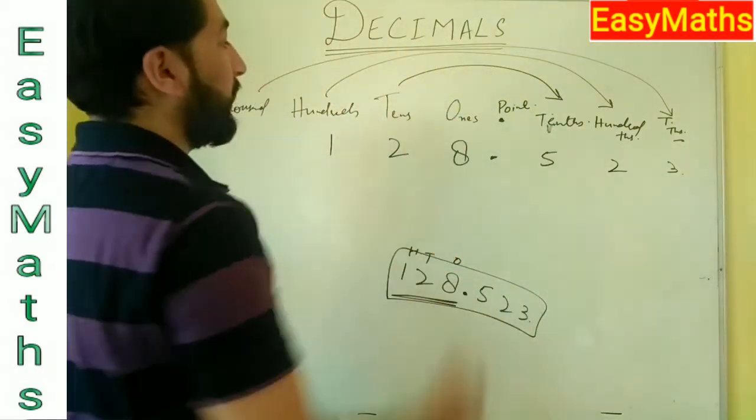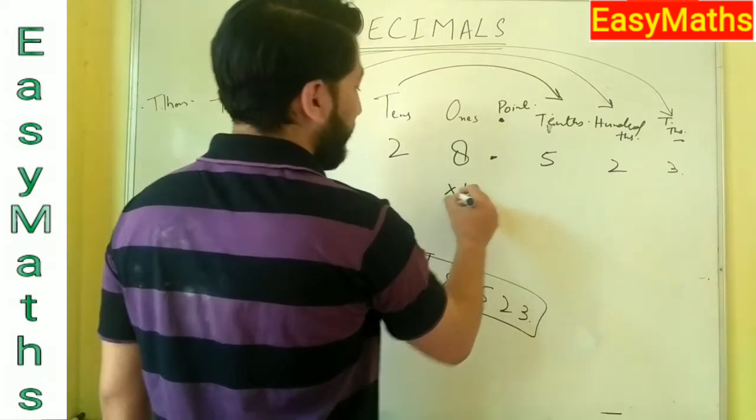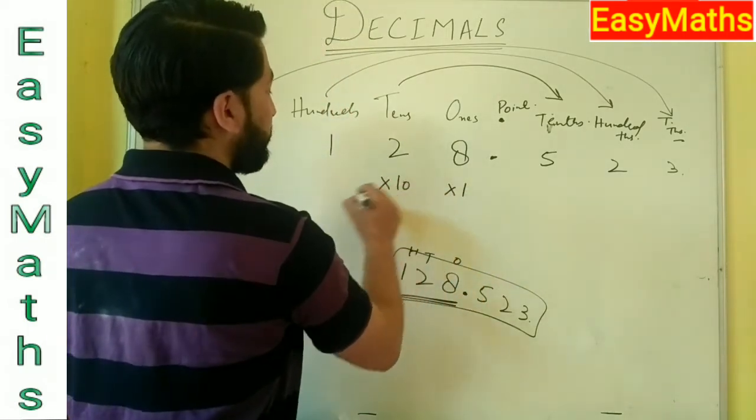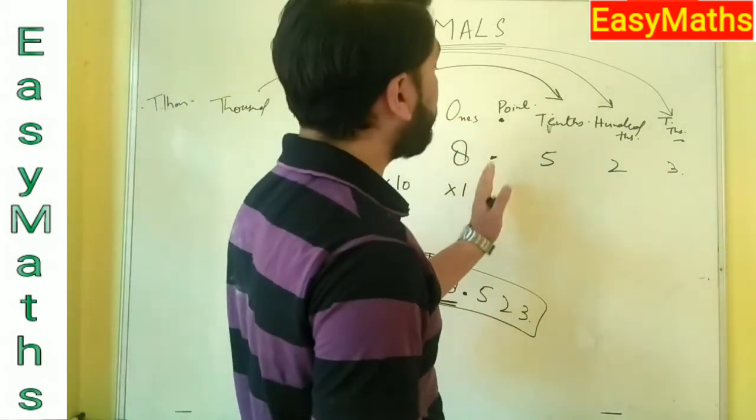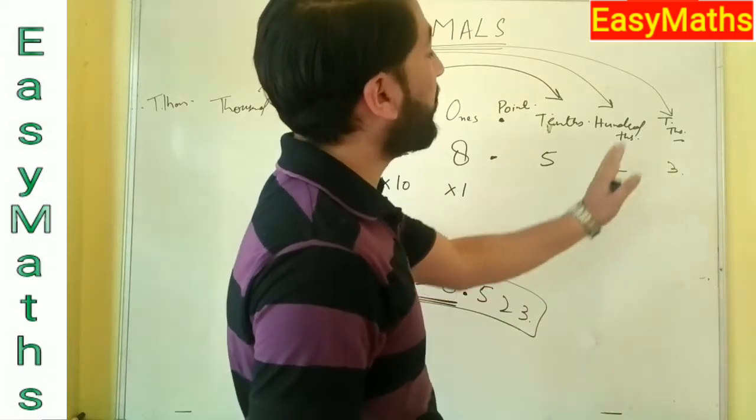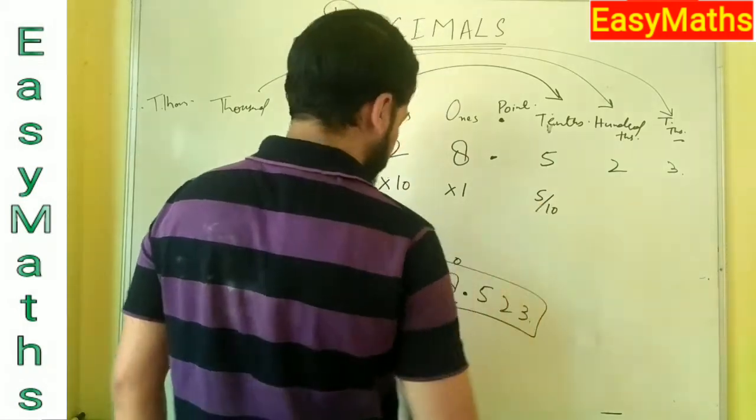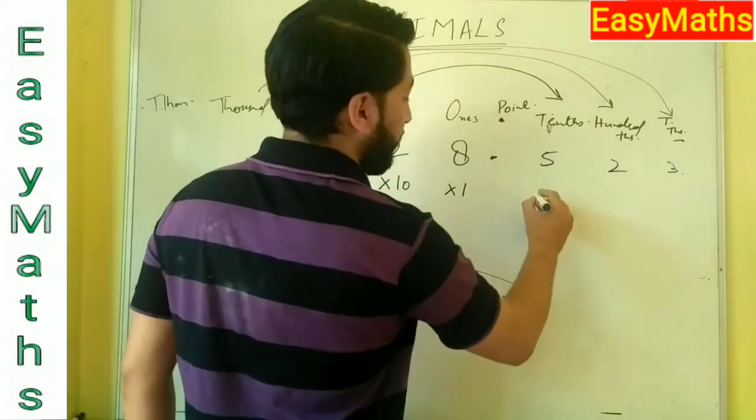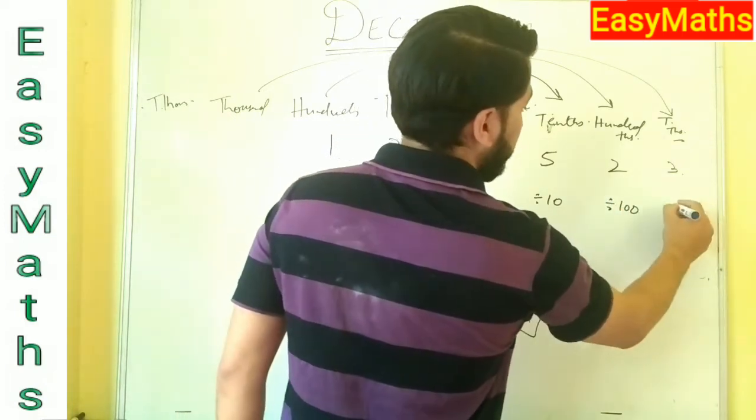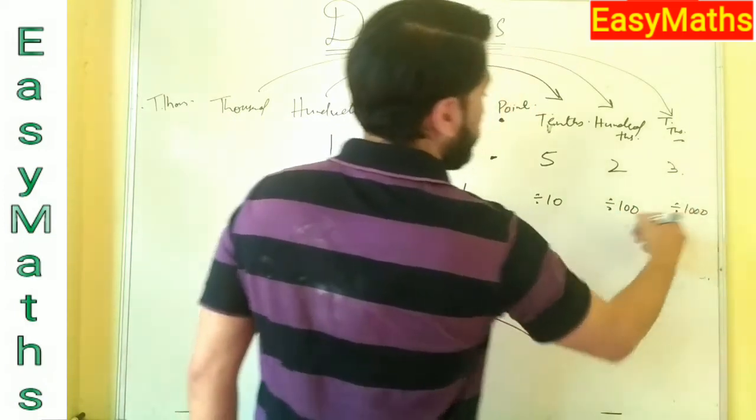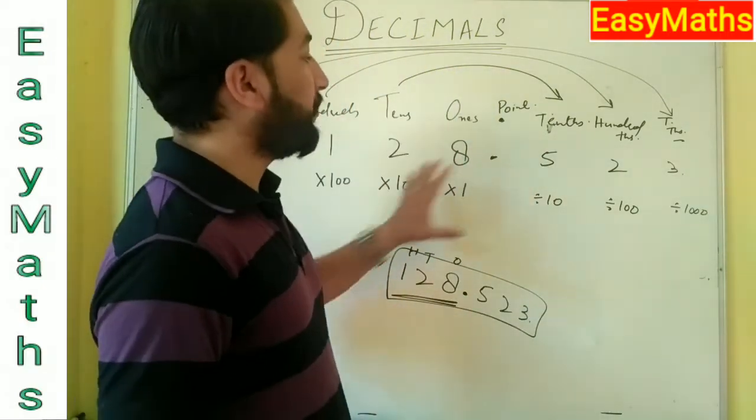So what does this table represent? It represents that the digit in ones should be multiplied by 1, the digit in tens by 10, and the digit in hundreds by 100. But after the decimal, the digits are divided: the 5 should be divided by 10, the next number by 100, the next by 1000, and so on. Students, this is our easy way to write any number.